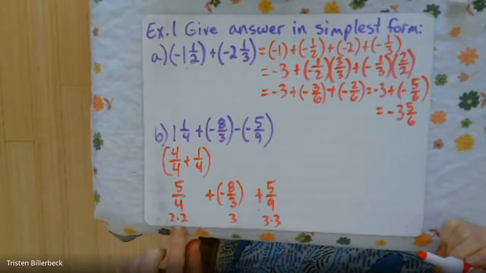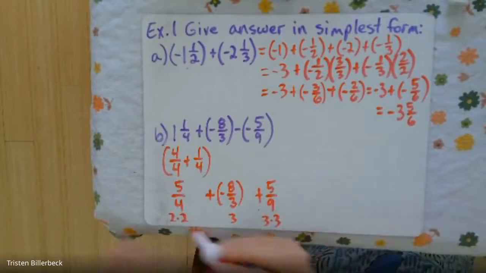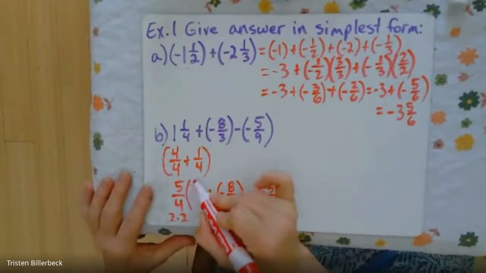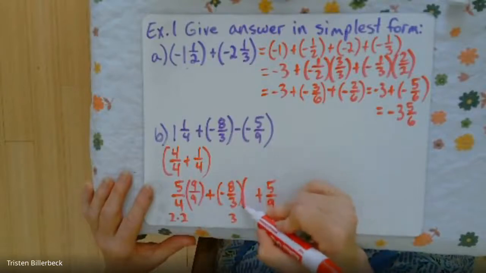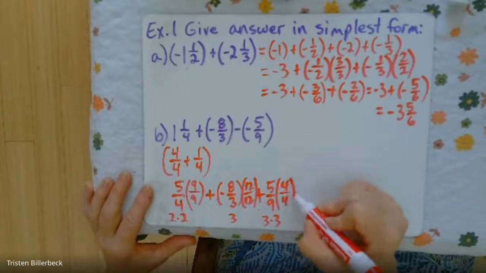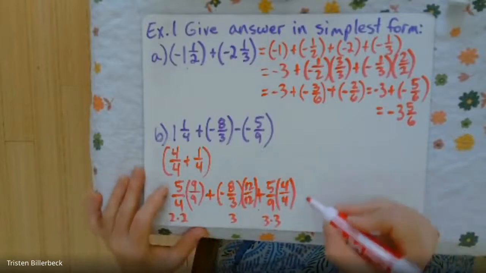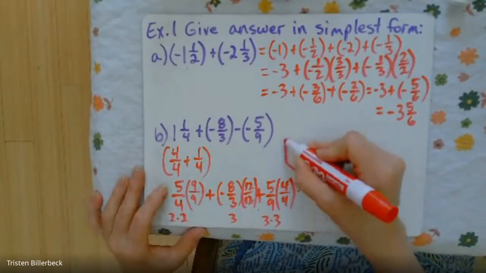So the least common denominator is going to be 2 times 2 times 3 times 3, which is 36. That means we're multiplying here by 9 over 9, here by 12 over 12, and here by 4 over 4. Then when we simplify, I'll go up to here.